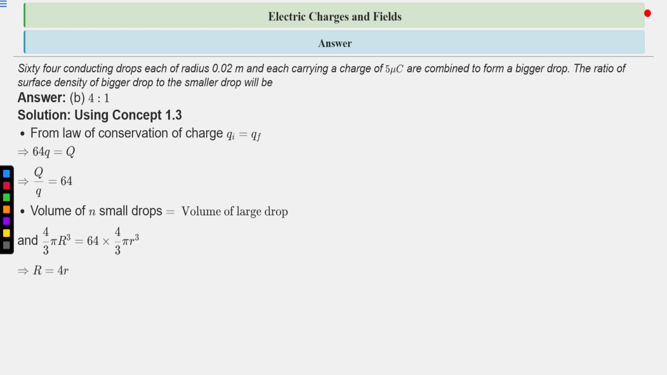So after solving, we will get capital R equal to 4 small r, means the radius of the bigger drop is equal to 4 times the radius of the smaller drop. And the ratio of the radius of the smaller drop to the radius of the bigger drop is equal to 1 by 4.